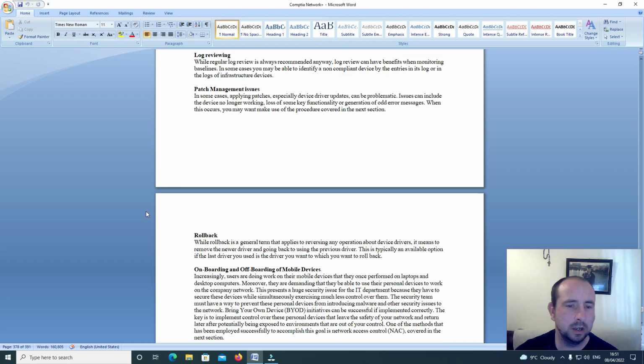Patch management. In some cases, applying patches, especially device driver updates, can be problematic. Issues can include the device no longer working, loss of some key functionality, or generation of odd error messages. When this occurs, you may want to make use of the procedure covered in the next section, rollback. While rollback is a general term that applies to reversing any operation about device drivers, it means to remove the new driver by going back to using the previous driver. This is typically an available option if the last driver you used is a driver to which you want to roll back.